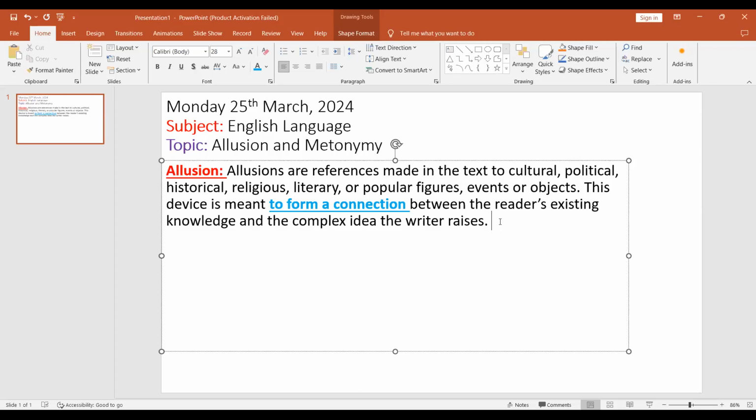Yes, you can. So this device forms that connection between what the reader knows and what you're trying to teach the reader, what you're trying to convey as the author. If you're trying to break something down, you might use an allusion to help someone understand what you're trying to convey by presenting something they may be familiar with and say, hey, it's just like that. All right, so that's what we mean by an allusion.